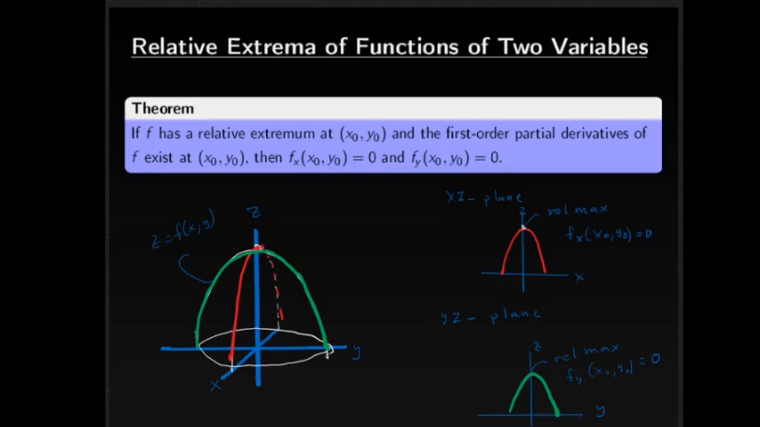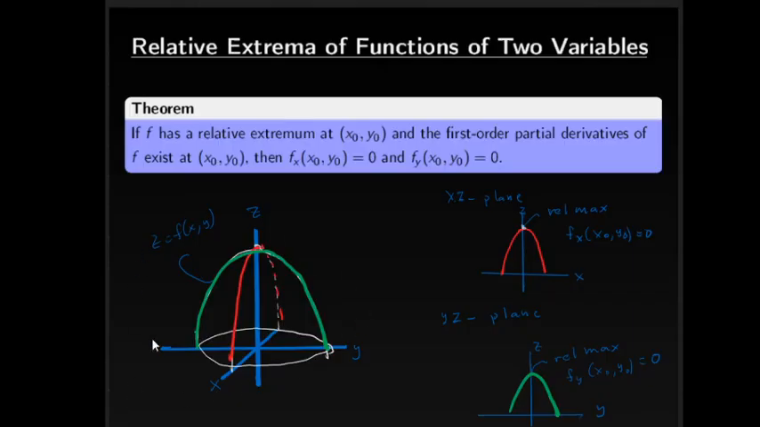In general, we have the following theorem. If f has a relative extremum at (x naught, y naught), and the first order partial derivatives of f exist at (x naught, y naught), then the partial derivative of f with respect to x at (x naught, y naught) must be 0, and the partial derivative of f with respect to y at (x naught, y naught) must be 0. To understand this result, it's enough to consider slopes in the direction of x and in the direction of y.